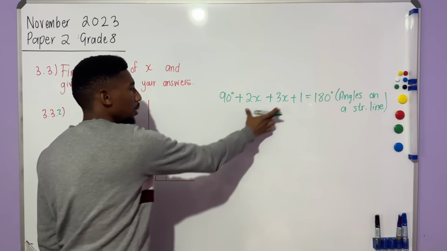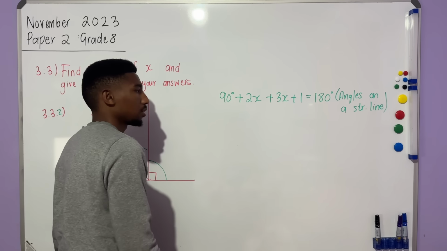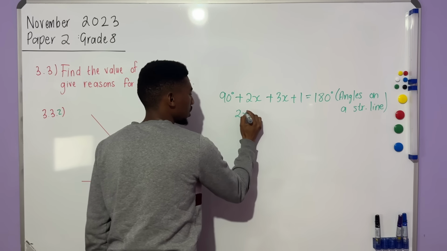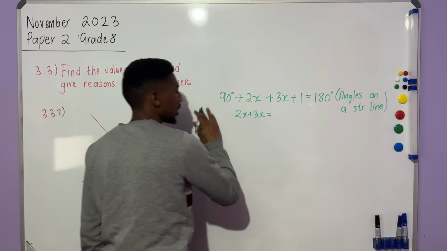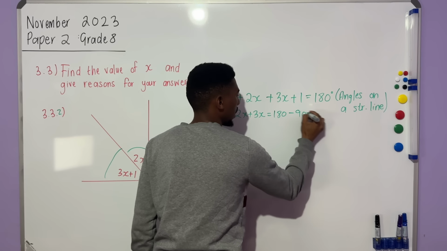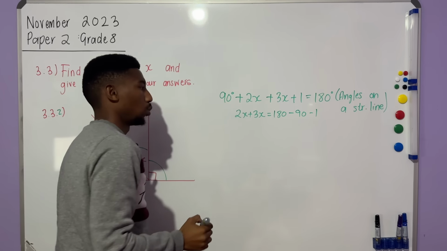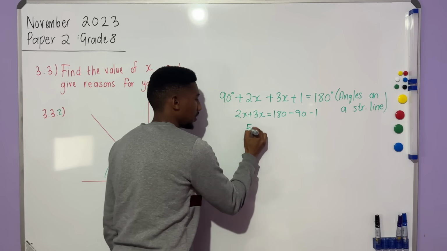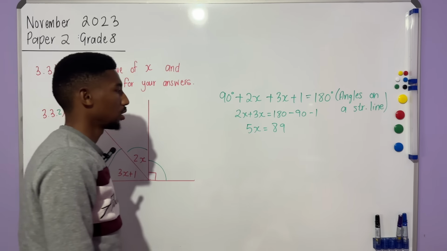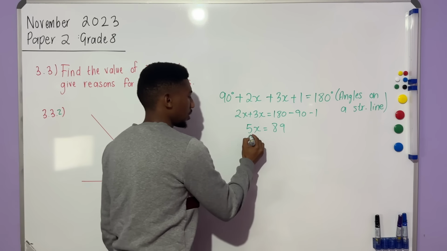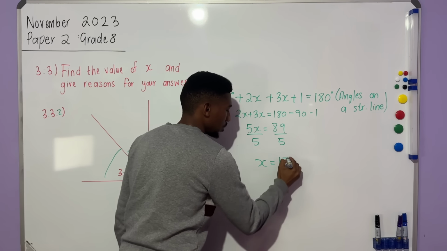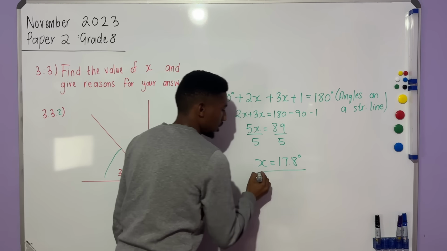Then we're going to keep our x's, or like terms, to one side. So this is 2x plus 3x, and we're going to take our numbers over. So it's 180, and it's the inverses, minus 90 minus 1. This gives me 5x. This gives me 89. And then to find x, I'm going to divide by 5, and x is equal to 17,8 degrees.